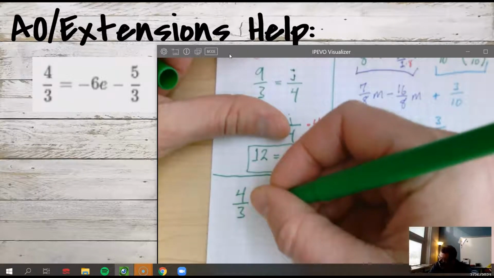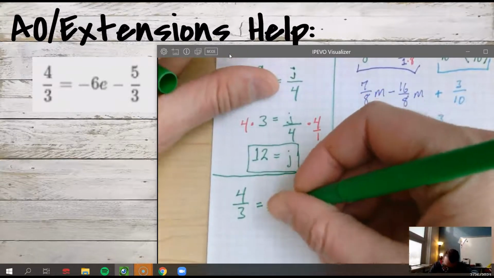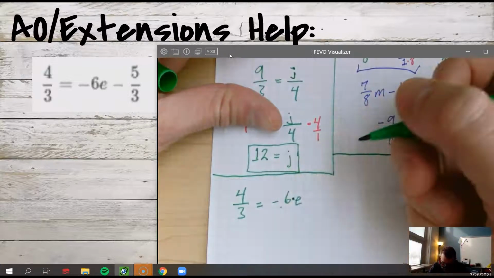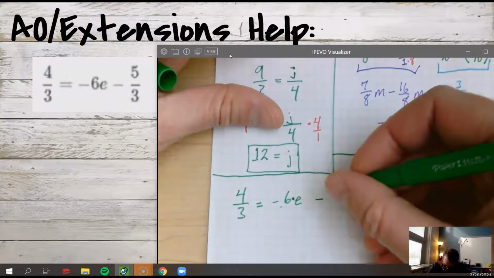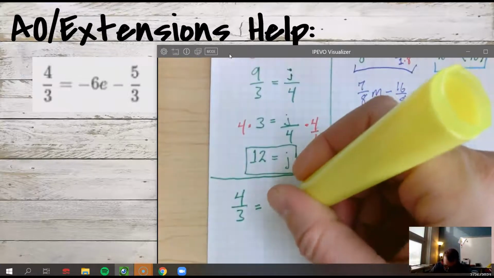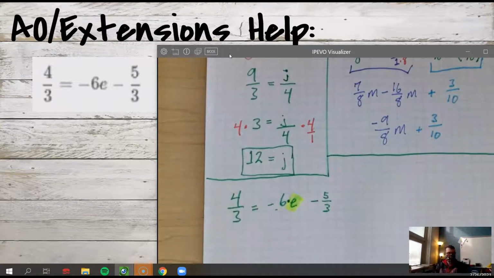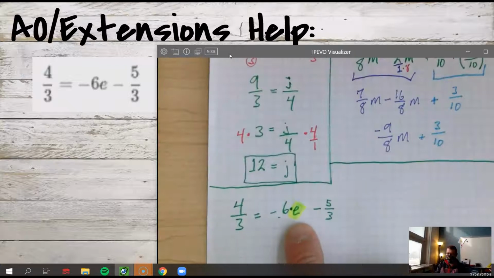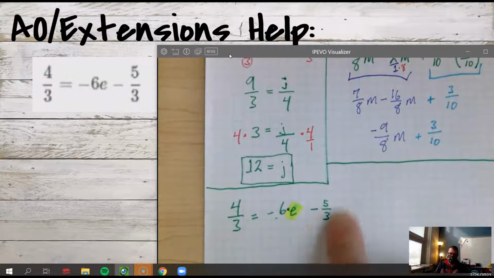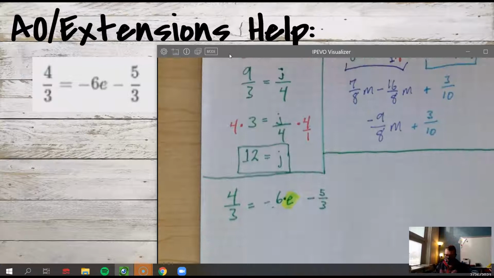(4/3) equal to -6. It's not over anything. -6e. So that's multiplication. And then minus 5/3. So remember, our task, our goal, our mission, or whatever you want to say, is get e by itself. We're working up the PEMDAS ladder. So we should always be thinking, okay, ignore whatever's directly attached to the e for a minute and look at whatever's added or subtracted out here. So my -5/3 is what I need to deal with first.